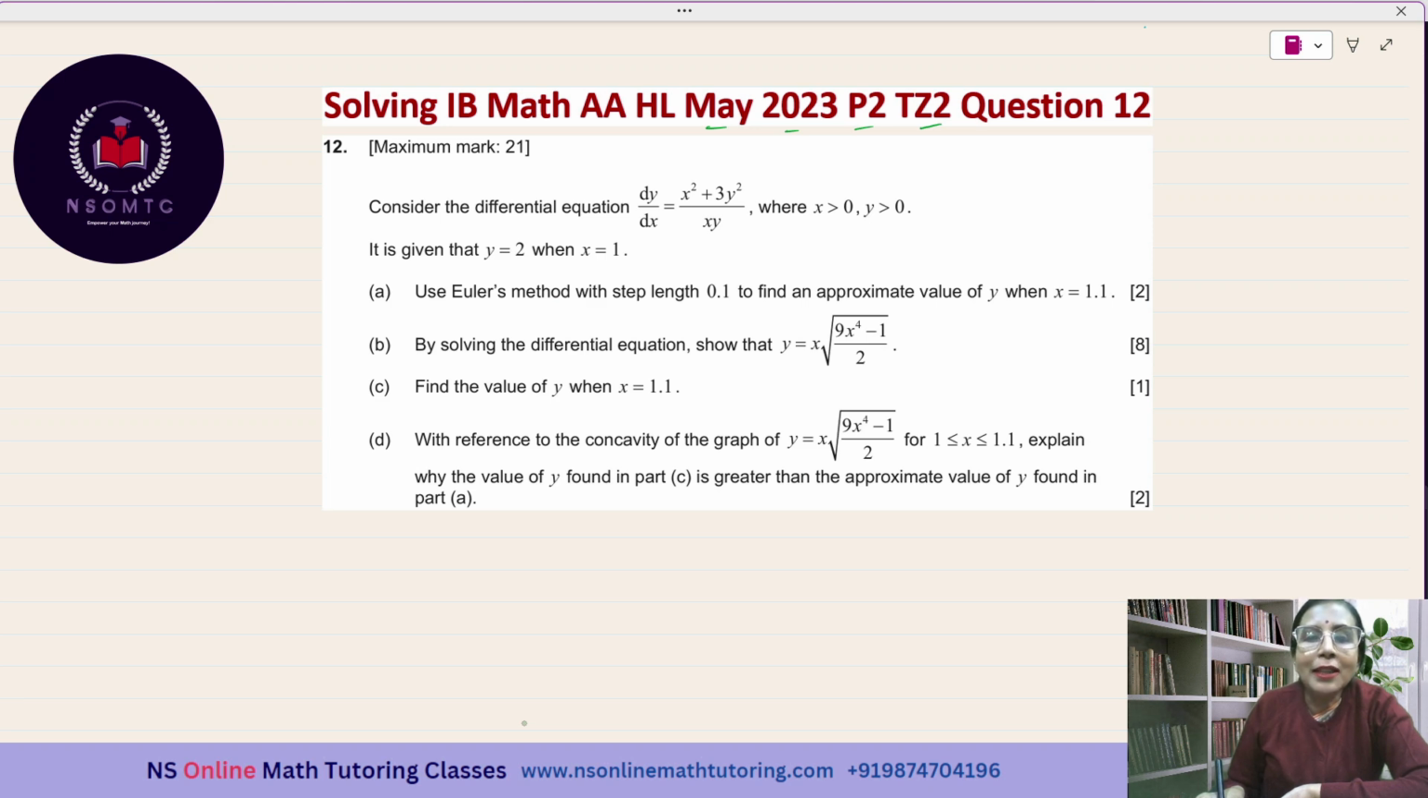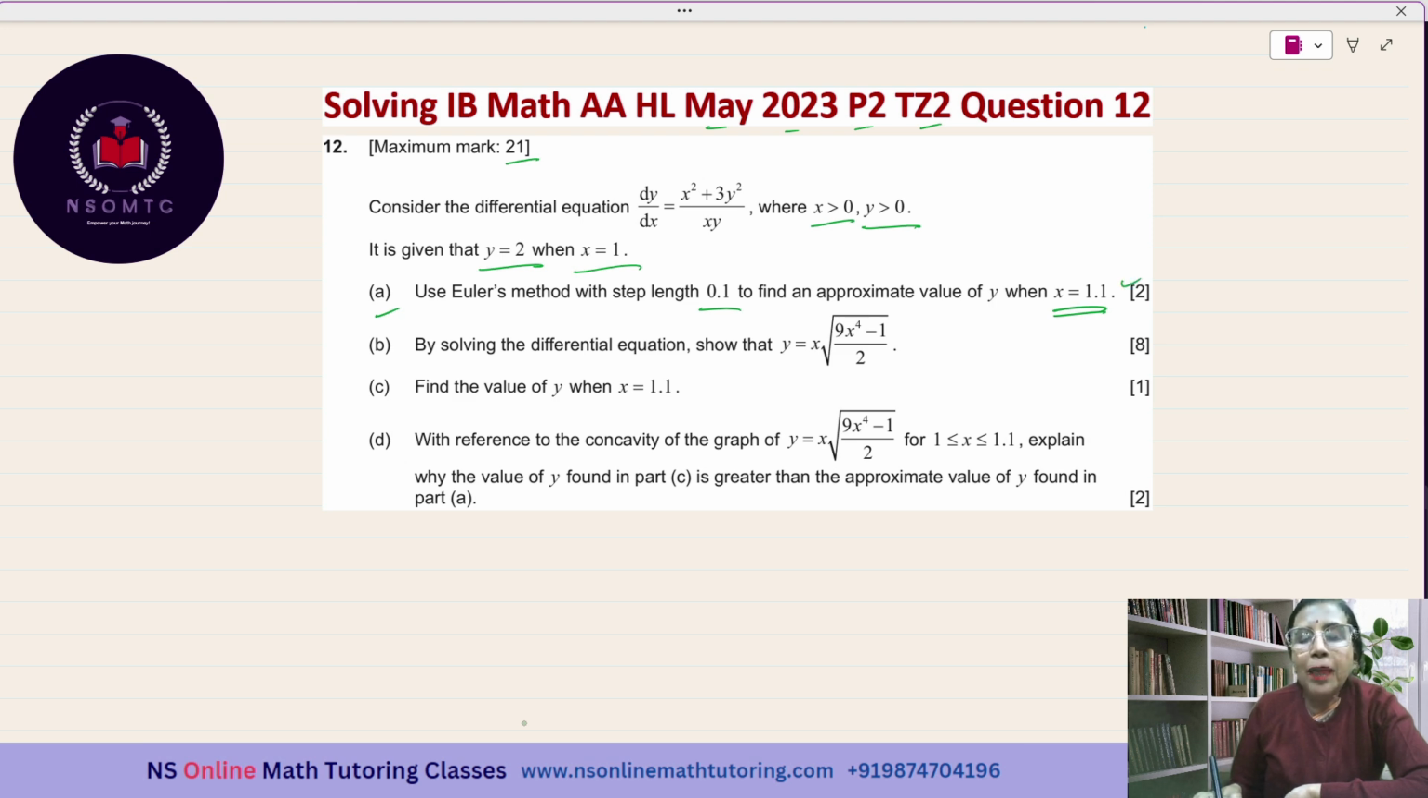So without any further delay, let us start answering question number 12. The maximum mark is 21. It says consider the differential equation dy by dx equal to (x squared plus 3y squared) over xy, where x is greater than 0 and y is greater than 0. It is given that y is equal to 2 when x equal to 1. Part A's question is use Euler's method with step length 0.1 to find an approximate value of y when x equal to 1.1. It is containing 2 marks.